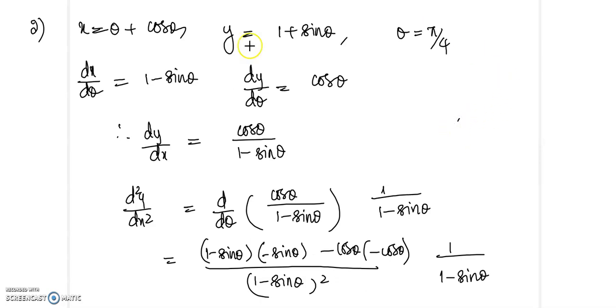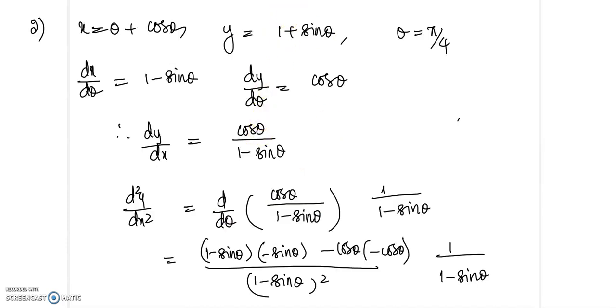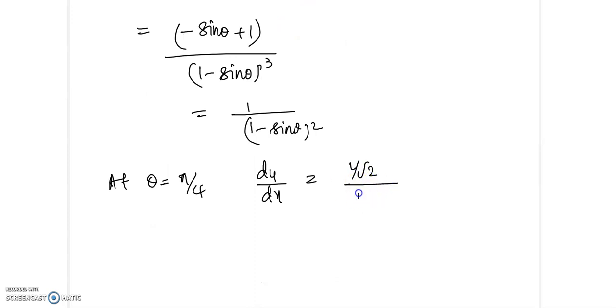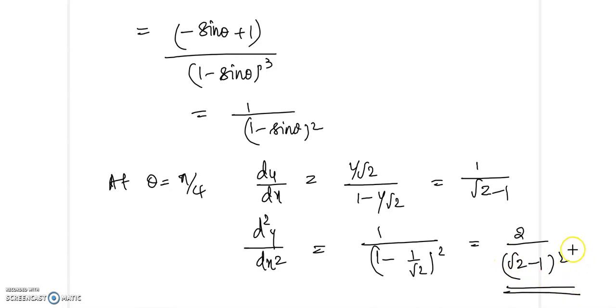So therefore at theta equal to pi by 4, dy by dx will be 1 by root 2 by 1 minus 1 by root 2. So that is 1 by root 2 minus 1. Similarly, d square y by dx square will be 1 by 1 minus 1 by root 2 whole square. So we will get 2 by root 2 minus 1. So those are the values of the derivatives that we were asked to find.